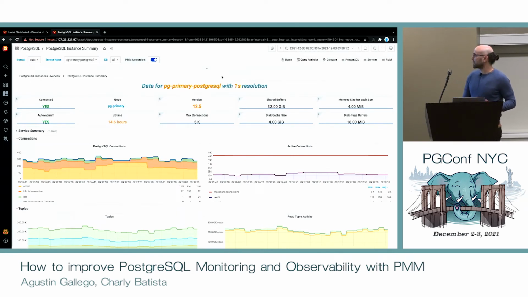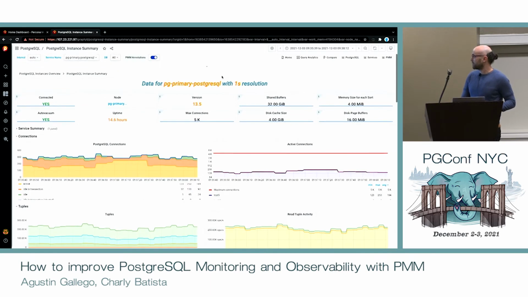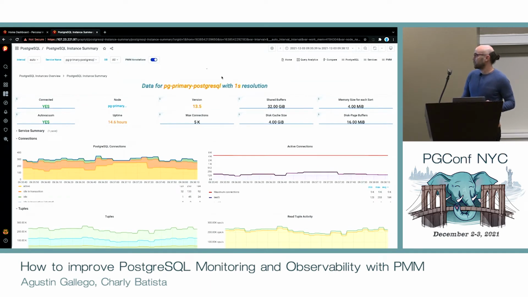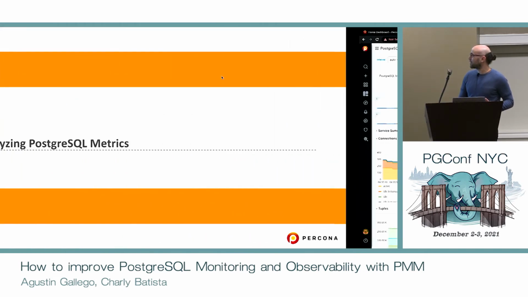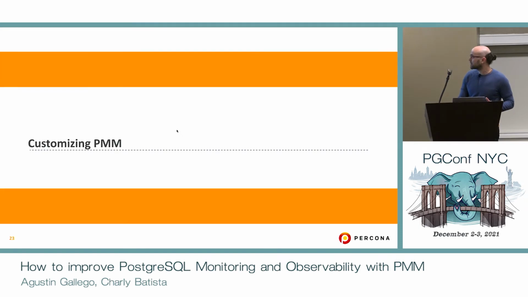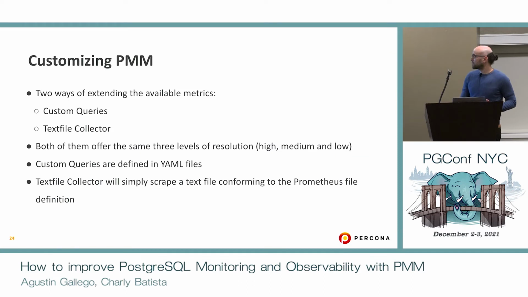So following, this is, like I mentioned, the instance summary for one of our particular servers. And if we need information that is not being presented here, we can extend PMM very easily. And this is also one of our main focuses behind making PMM available to users: extending the functionality, right? So there are two different ways of doing this. We have the custom queries and the text file collector, right?